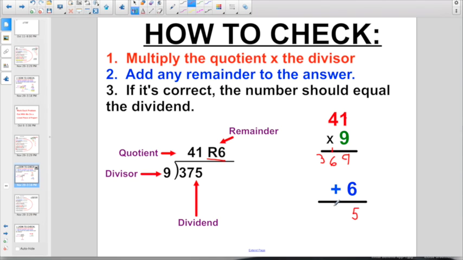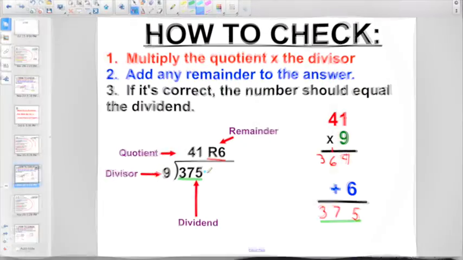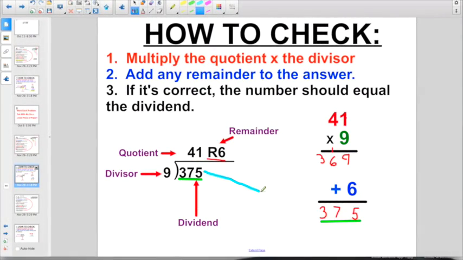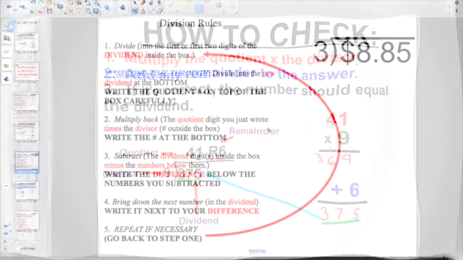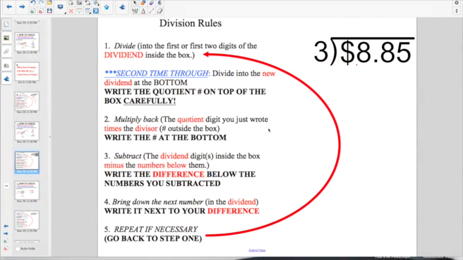1 plus 6 is 7. And 3 plus nothing is 3. I have an answer of 375, which is exactly what the dividend in the initial dividing problem was, right? So if you multiply the quotient times the divisor, add on any remainder, that should equal the dividend that you started with. All right, hopefully that wasn't too bad for you.